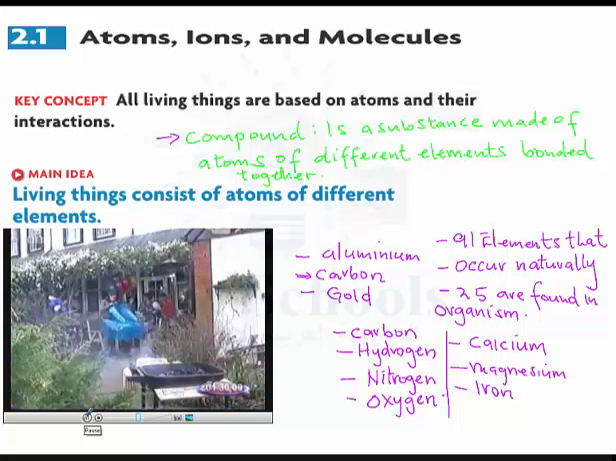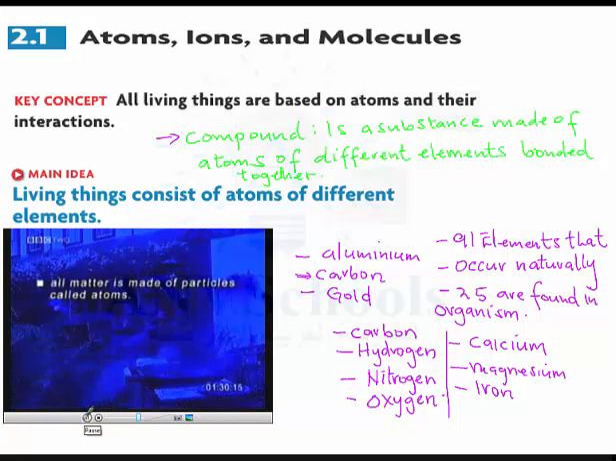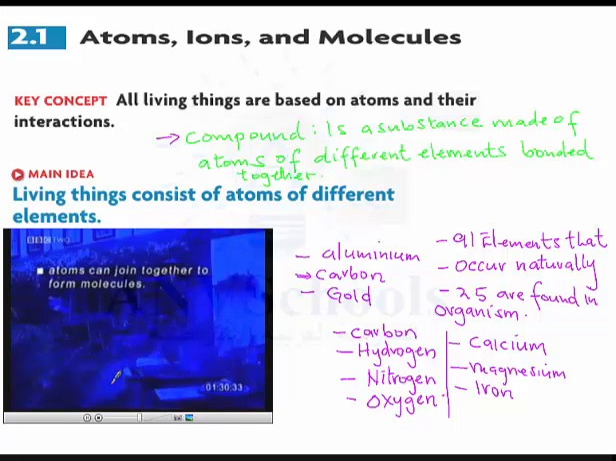So, as we discussed earlier, it is clear that all matter is made of particles called atoms. An element has only one type of atoms. Each element has its own name and symbol.